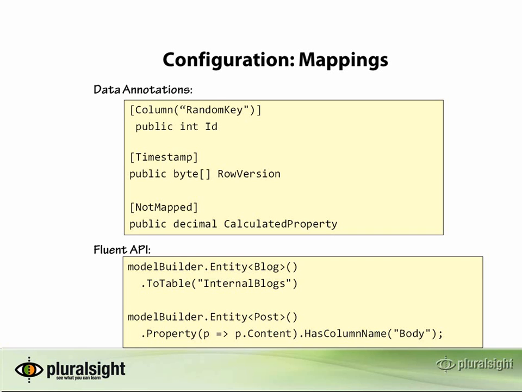Another type of change you can make using configurations is to define how your domain classes map to the database. This is especially useful with an existing database. You can change simple mappings like the name of a table or a column, or you can even specify things like timestamp columns. For more complex mappings, you can define inheritance or split entities across multiple tables.